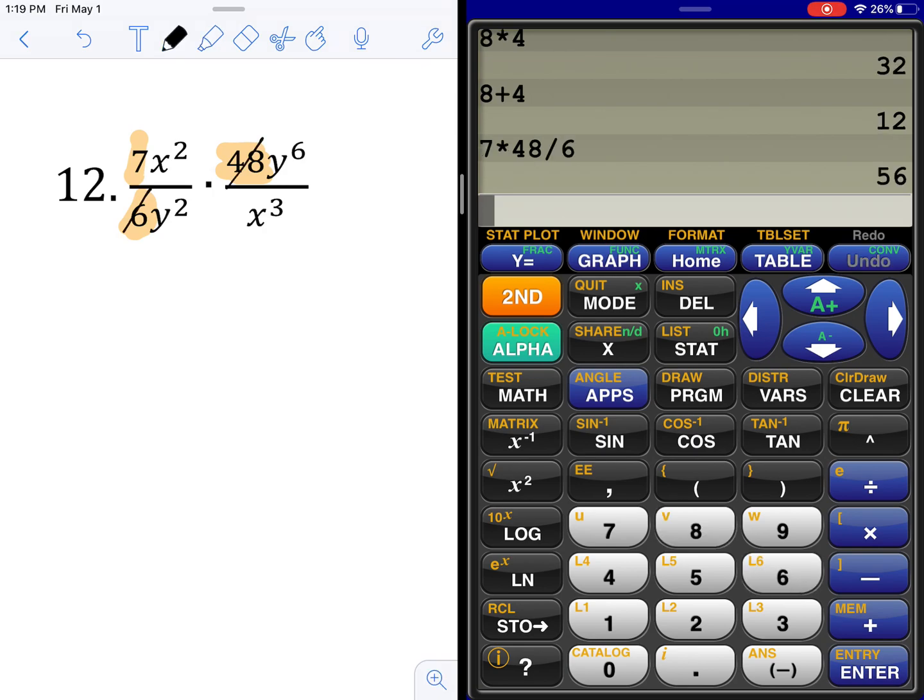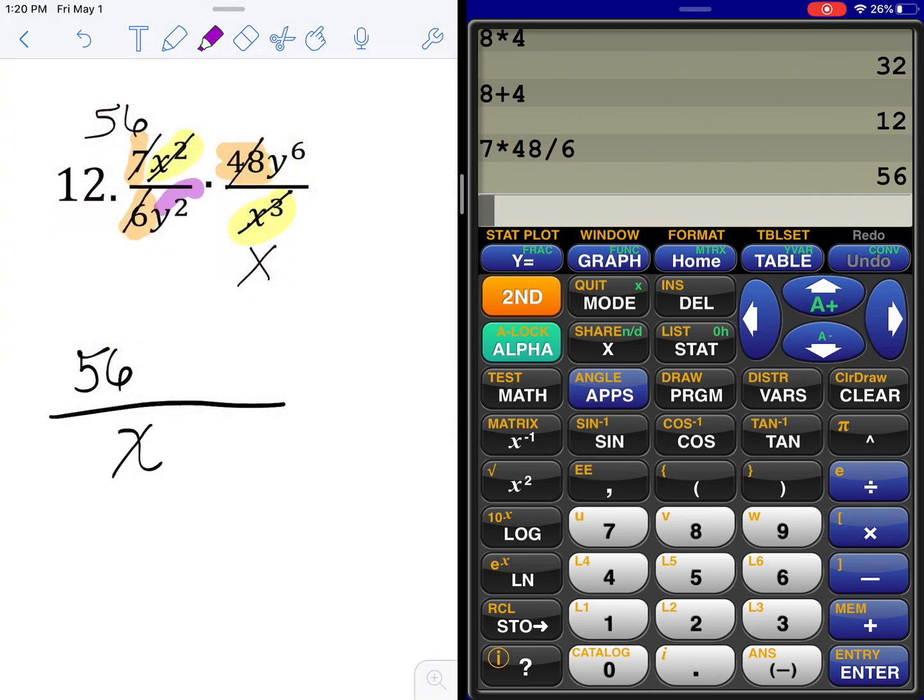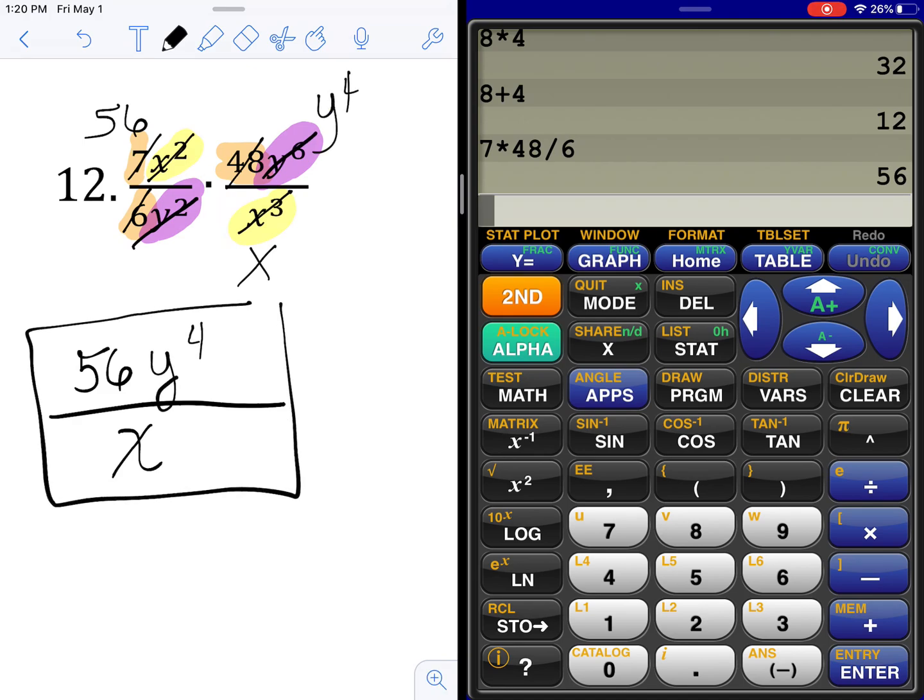And you get 56. So all of those become 56 on the top. And then you can look at your x's. You have x squared and x cubed on the bottom. So you can cancel 2 of those with 2 of those, which leaves 3 minus 2 is 1x on the bottom. And then you have 2 y's on the bottom and 6 y's on the top. So cancel 2 of those with 2 of those, and that leaves y to the 4th on the top.